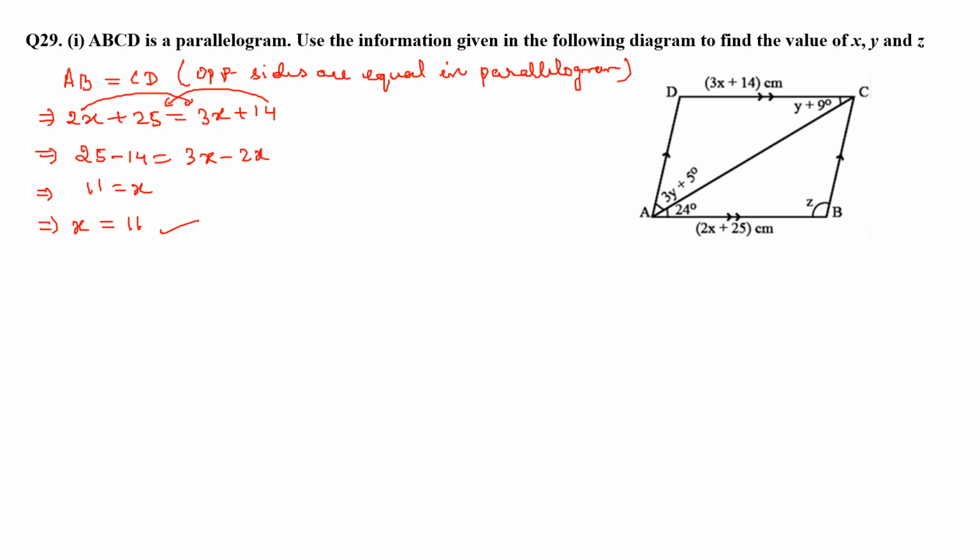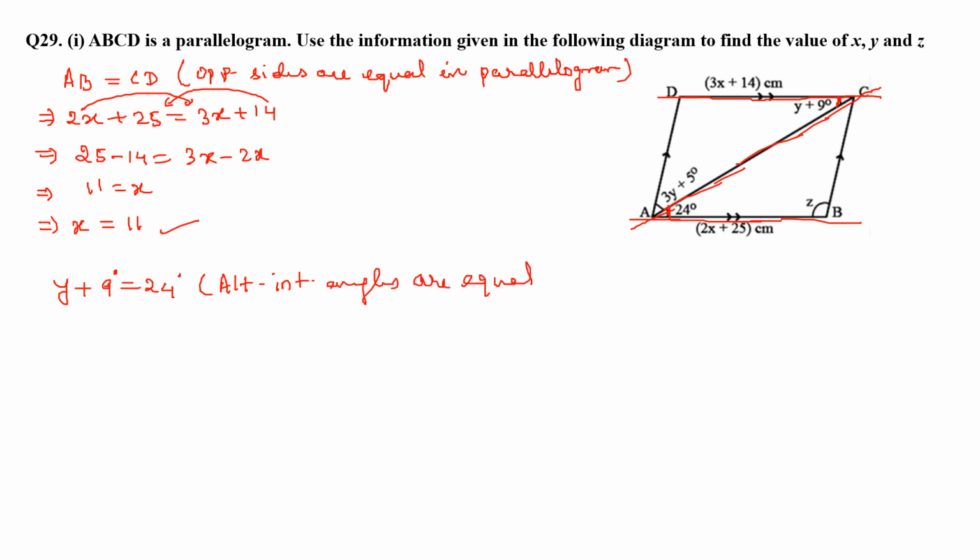So as it is a parallelogram, so opposite sides are parallel. So if I take CD is parallel to AB, isn't it? Then this CA will be the transversal. Then what will happen? These angles, alternate angles are equal. So from here I can write y plus 9 degree equal to 24 degree and the reason is alternate interior angles are equal.